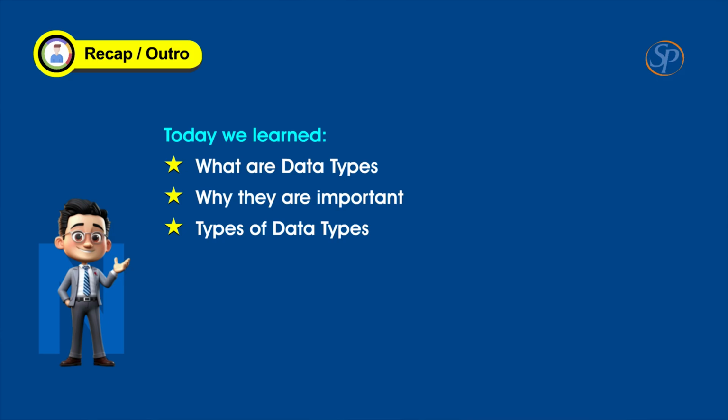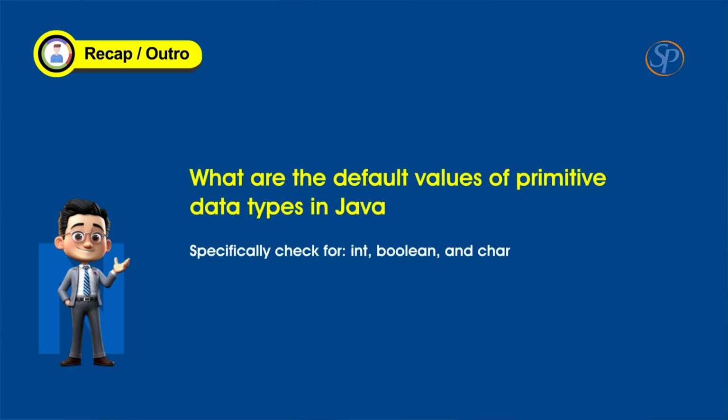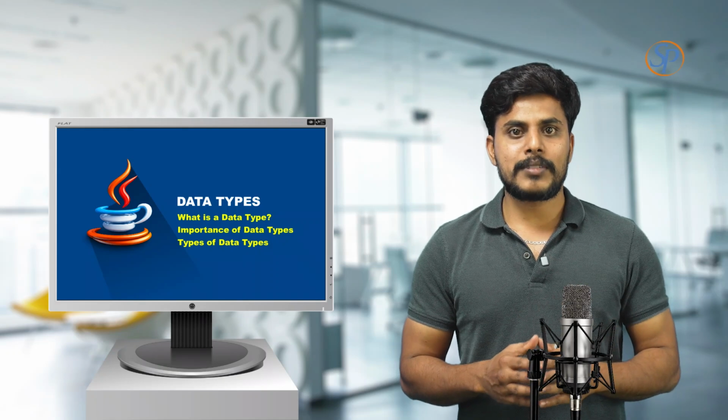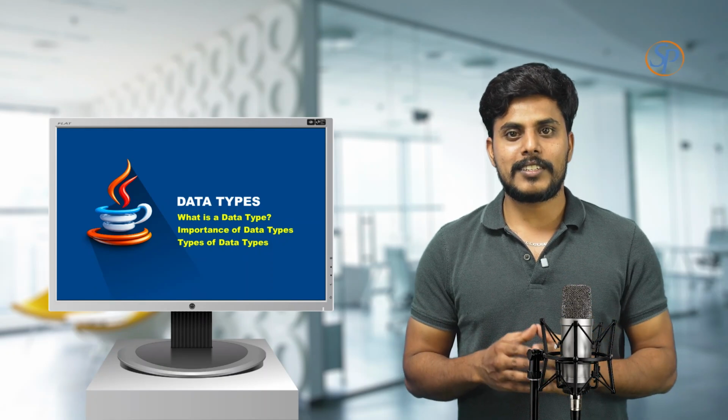Before we end this video, I have a small task for you. Find out what the default values of primitive data types in Java are. Mention your answers in the comments. In the next video, we will learn about non-primitive data types like string, array, and objects.